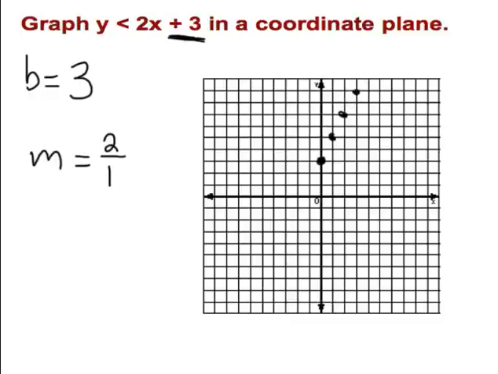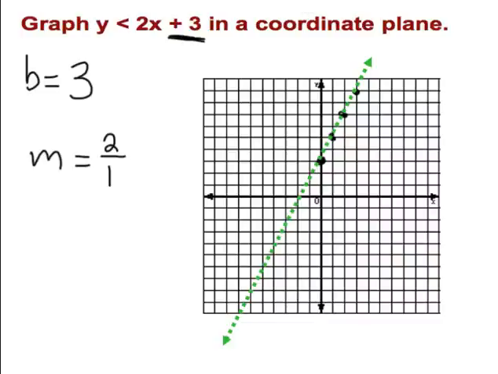But now if you look at this inequality, you're going to have a dashed line because there's no equal sign on that less than symbol. So for this line, we need to make sure that we draw in a dashed line. Okay? So there's my line. Now I need to decide, where am I going to shade?